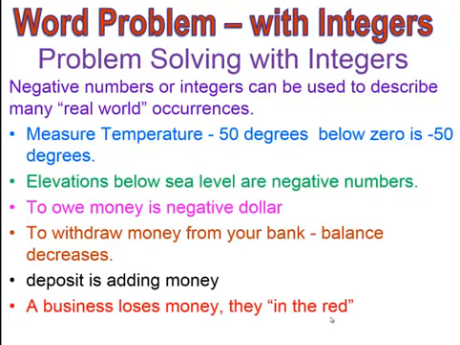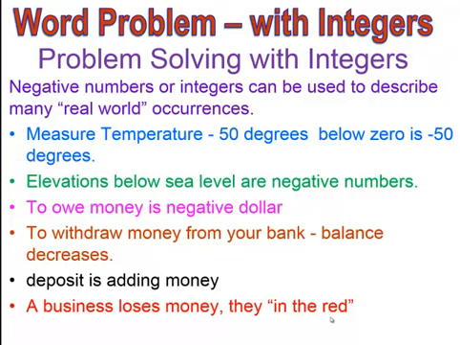So we're going to be working with word problems with integers. A couple things to keep in mind when you're doing problem solving with integers is negative numbers, or integers, can be used to describe real-world occurrences, such as measuring temperature. 50 degrees below zero is a -50.